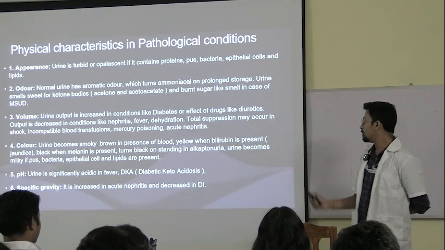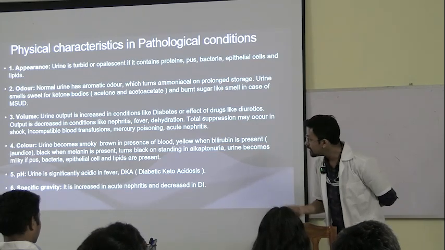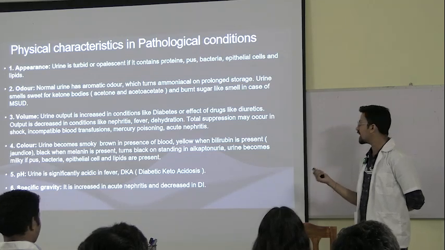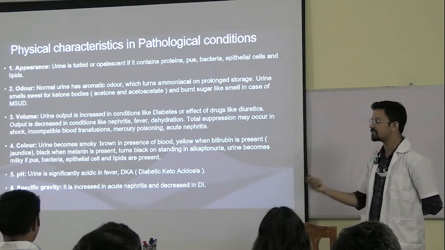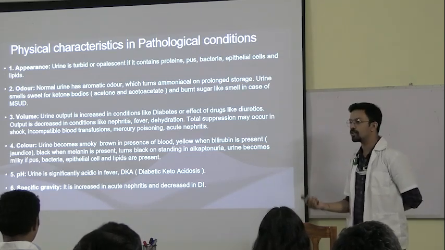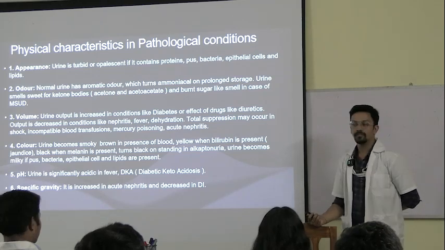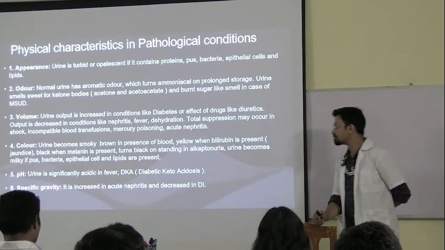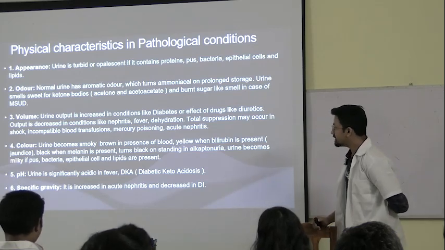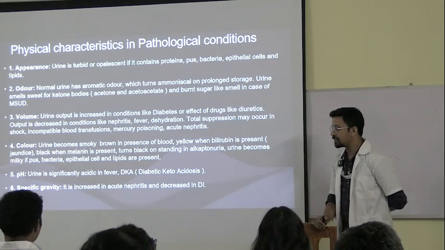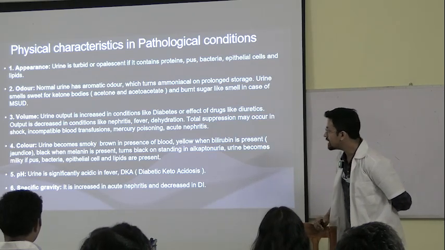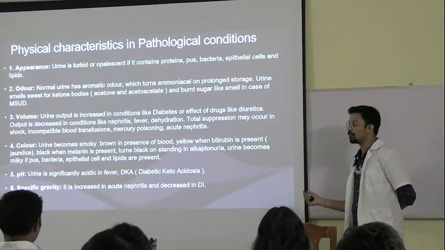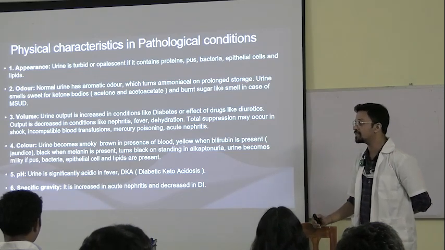Fine. Now urine becomes milky if pus, bacteria, epithelial cells and lipids are present. I don't think I have to explain this part, because if there is pus present, what is pus? Yes, dead white blood cells, not the red ones. Okay, WBC. And if lipids are present, this will give the milky white color. Fine. Now pH. Urine is significantly acidic in fever and in diabetic ketoacidosis that I was talking about, when ketone bodies will be present in the urine sample.